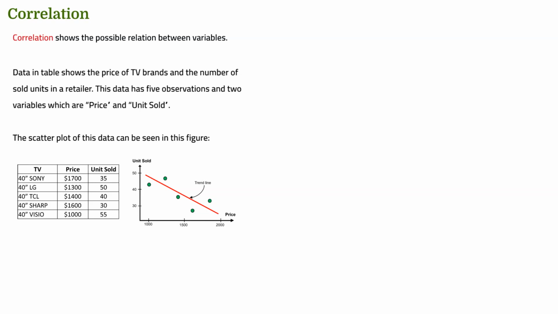For every observation, I draw the corresponding point. And as you can see, there is a trend line. The figure shows a decreasing trend. It means by increasing the price, the unit sold decreases.